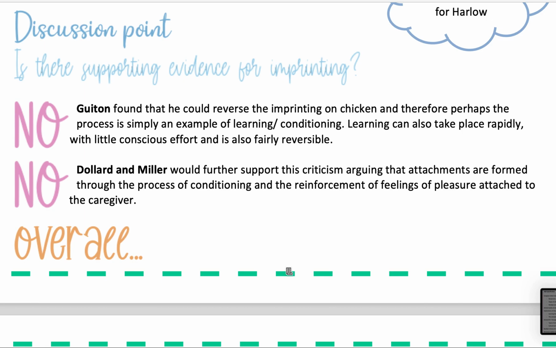And then Dollard and Miller, learning theory, they would say that the process of conditioning is how we have attachments. They are learnt rather than being innate. And then overall, you can say, although imprinting might exist, the significance of it maybe has been overestimated, and whether it's biological or not can still be questioned.